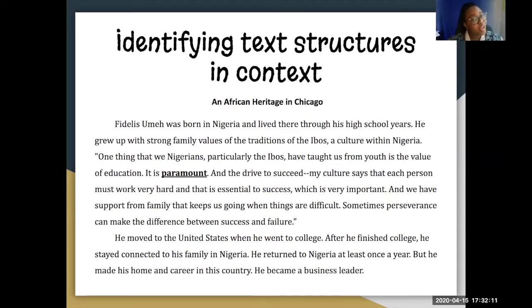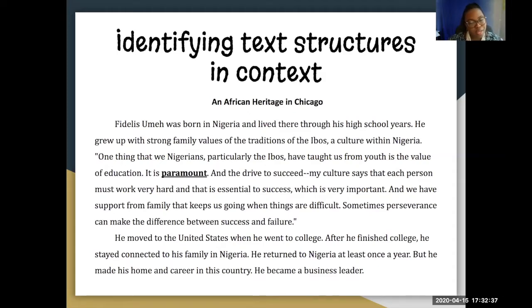I'm wondering if you guys can find some clues as to which organizational pattern is here in that first paragraph. He moved to the United States when he went to college. After he finished college, he stayed connected to his family in Nigeria. He returned to Nigeria at least once a year, but he made his home and career in this country. He became a business leader.